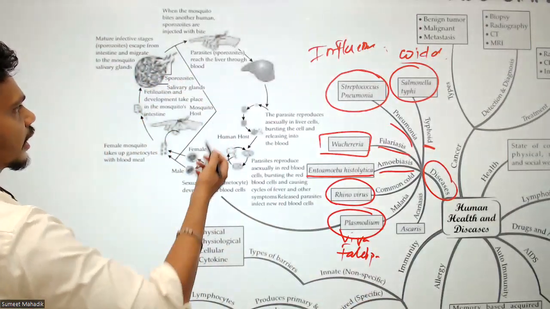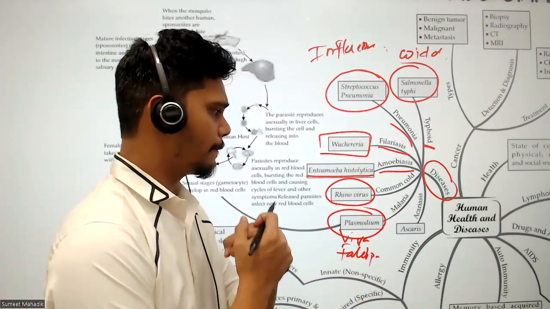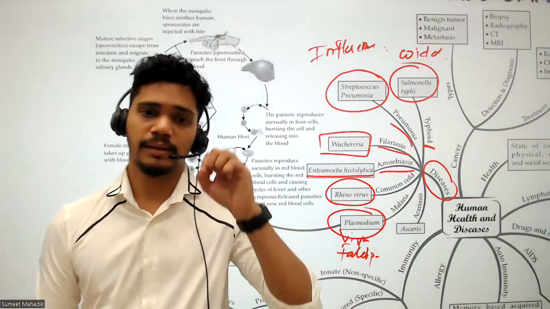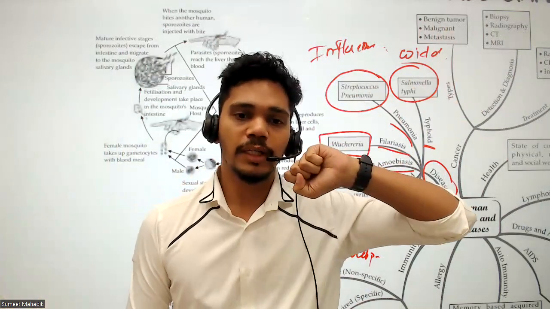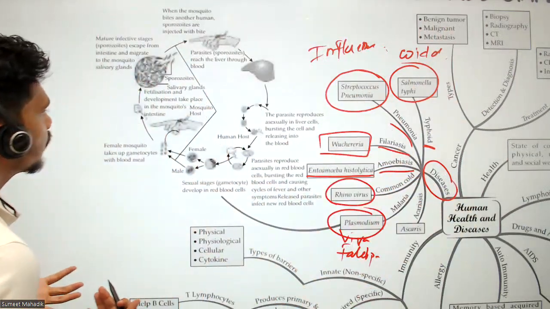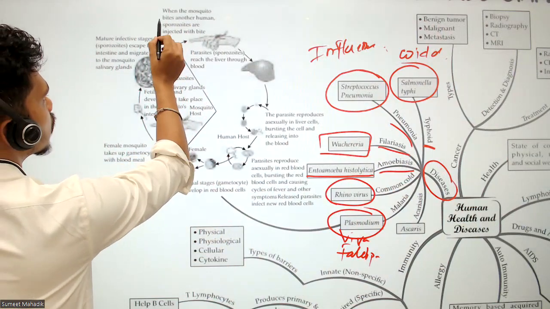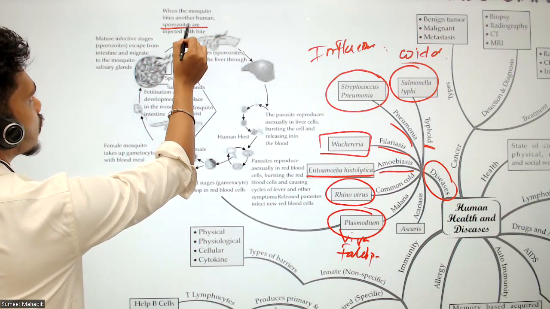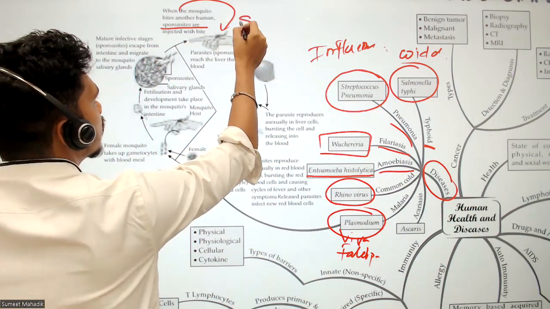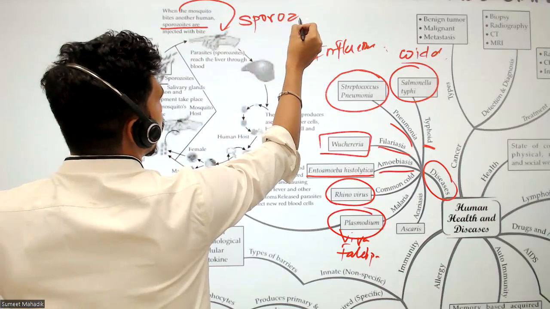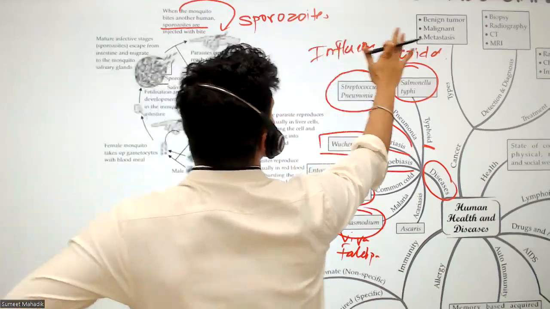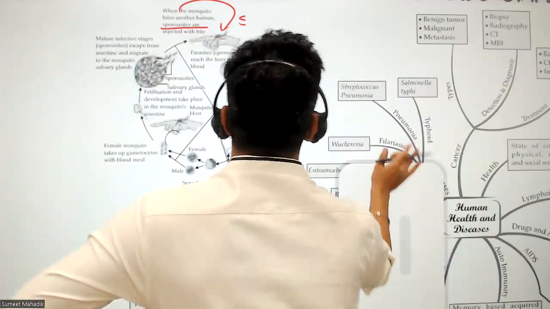Now, let's understand Plasmodium vivax. Plasmodium is transmitted by the Anopheles mosquito. Now, the Anopheles mosquito is a vector, right? So when the mosquito bites another human, what is transferred? Sporozoites are transferred.